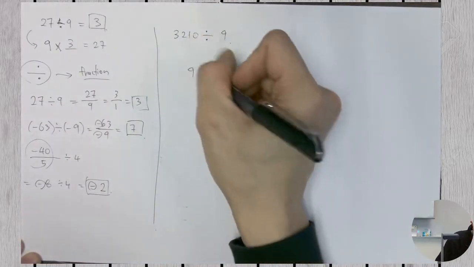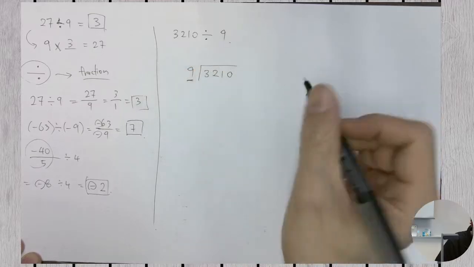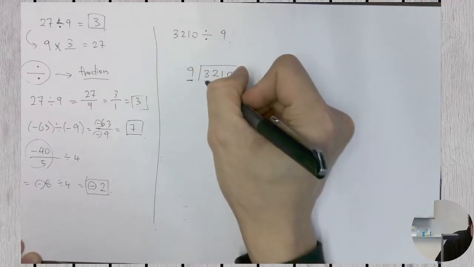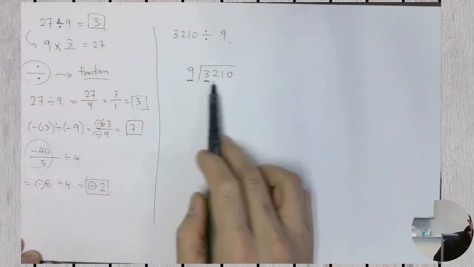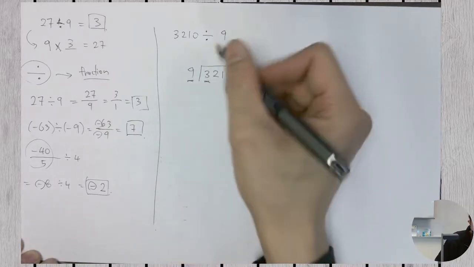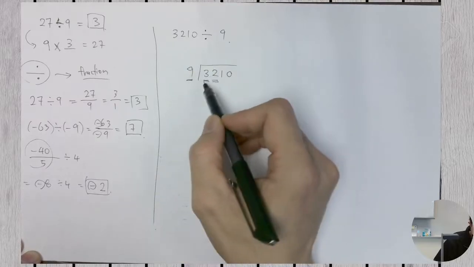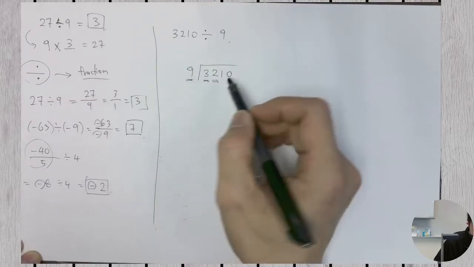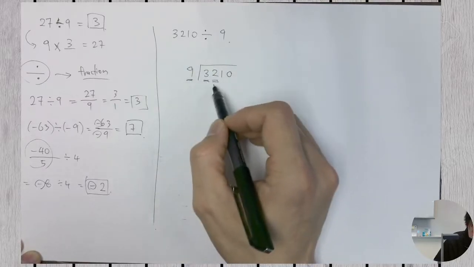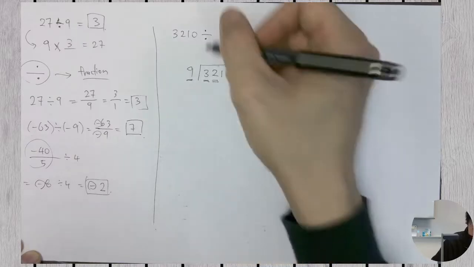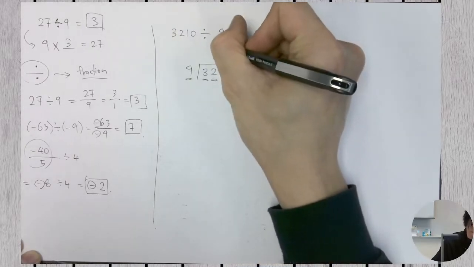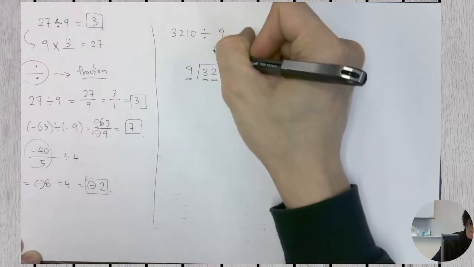So this number is 1 digit and therefore we're going to compare to 1 digit here. If this number is smaller, then you have to use 2 digits, okay? So 3 is less than 9, that wouldn't go. In this case, we're going to use 32 instead.